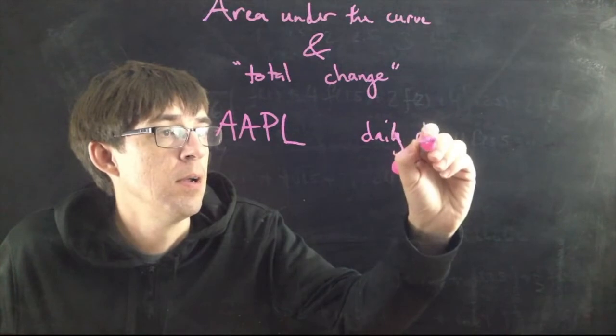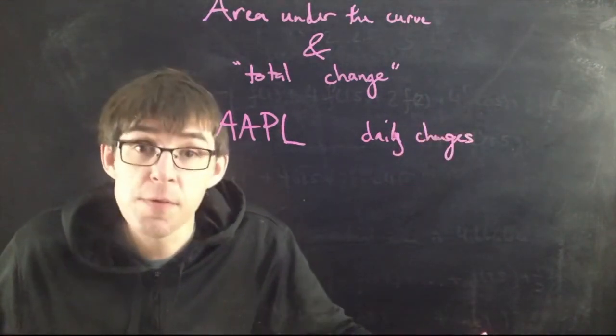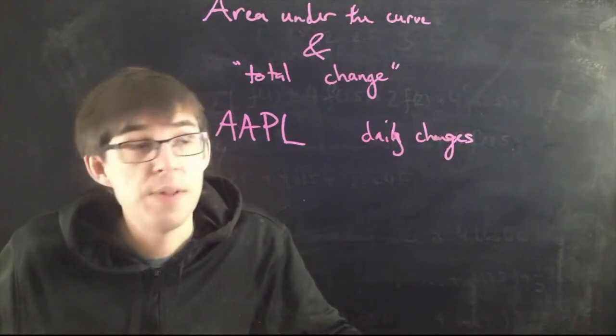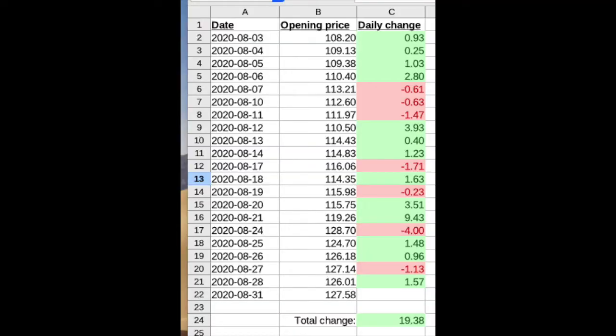Daily changes, right? Some are positive. Those are days when the stock price went up. Some are negative. Those are days when the stock price went down. The daily changes, check it out. I made a chart. These little numbers over here are the daily changes.